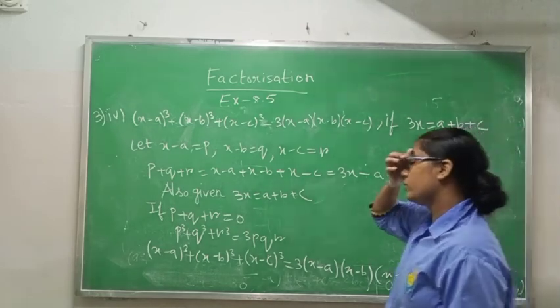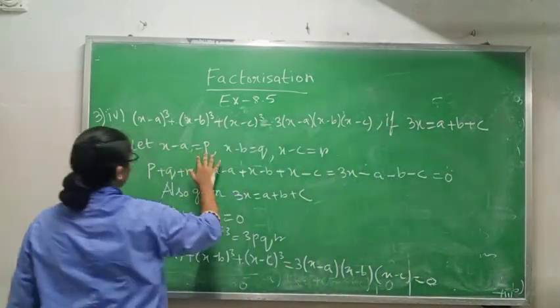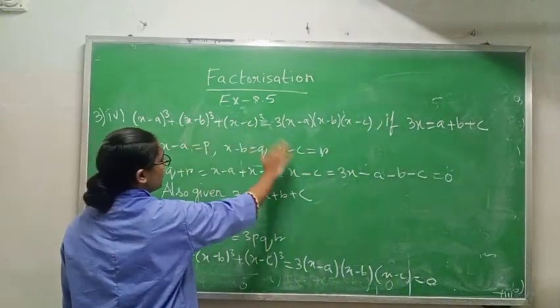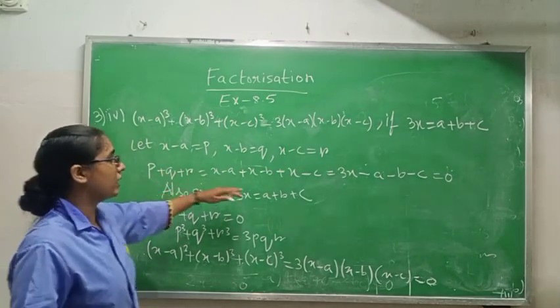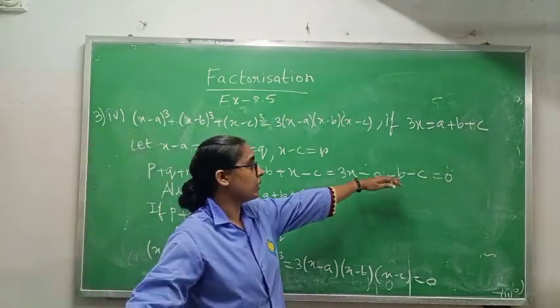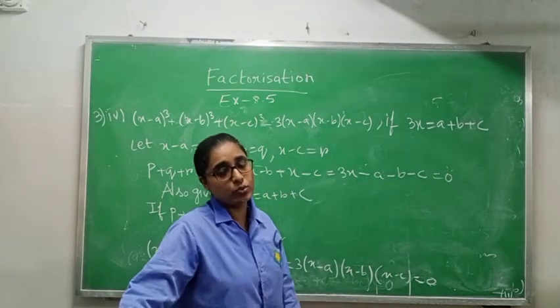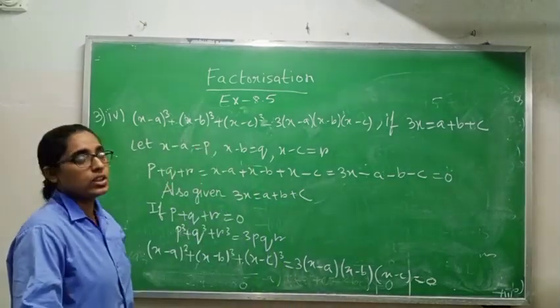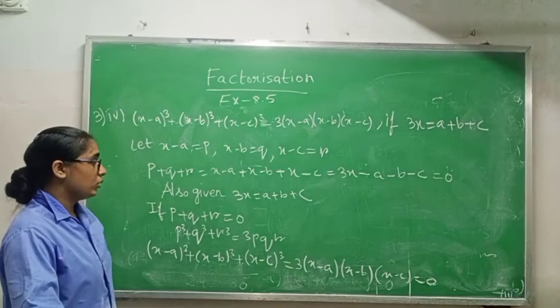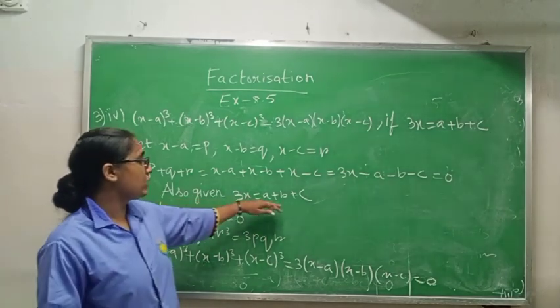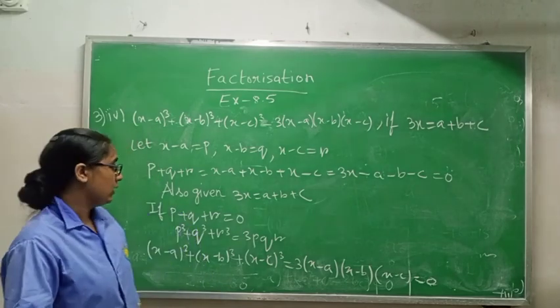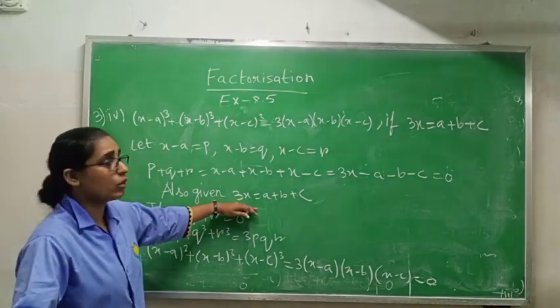Now what I am doing: first I am letting x minus a equal p, x minus b equal q, and x minus c equal r. Then I am finding p plus q plus r. I am getting 3x minus a minus b minus c equals 0. Why am I writing 0? Because we know that p plus q plus r equals 0. Also given 3x equals a plus b plus c. This one is already given in your question.